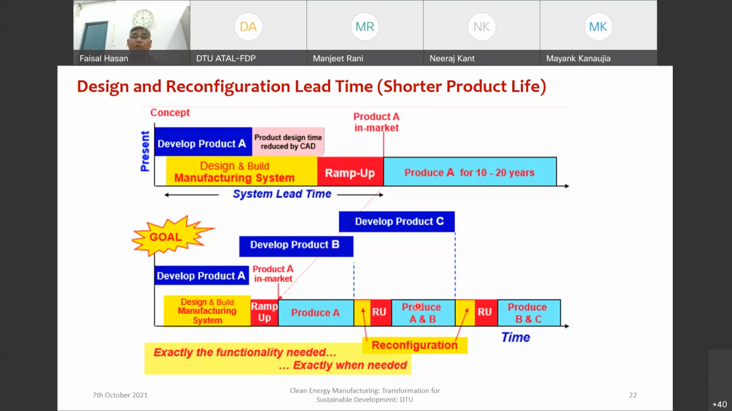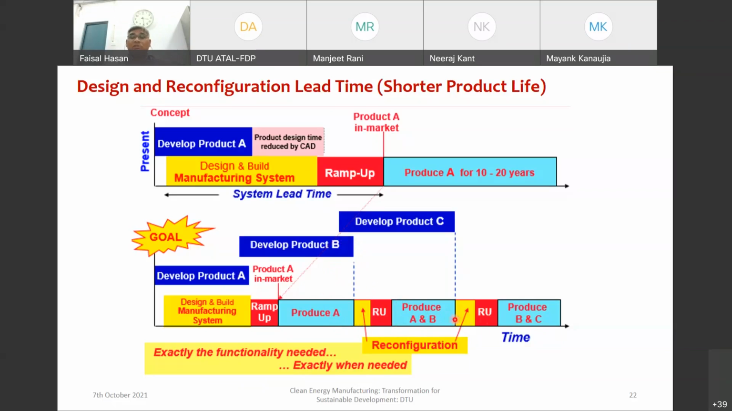Then we will be having a phase where we are having product A also and product B also. So this ramp up is to accommodate this product B, not for changing from product A to product B. Simultaneously, now we are producing two products, both A and B together on the same system. So if my system is responsive, I can accommodate two.